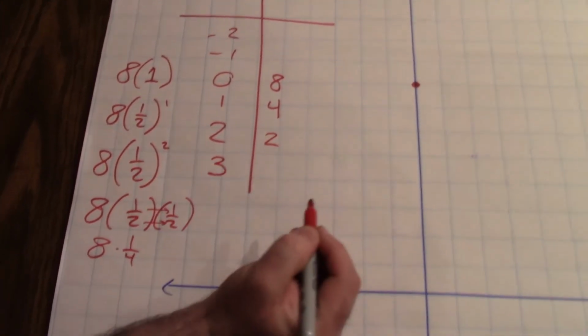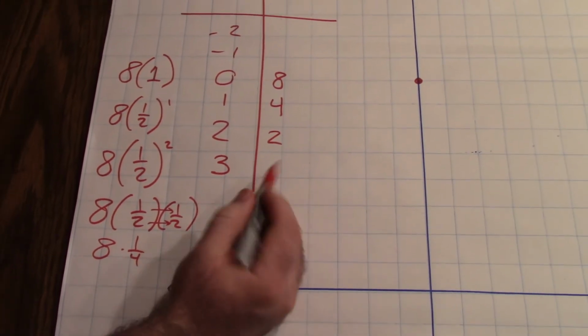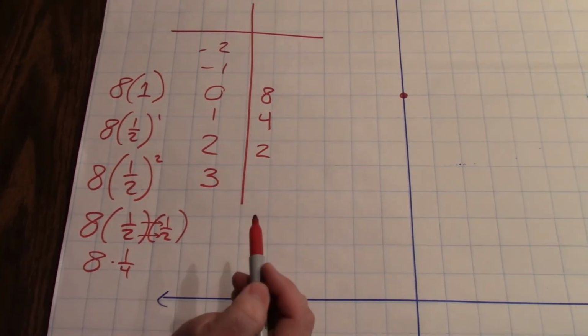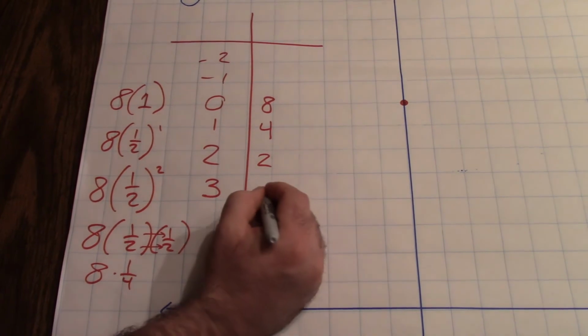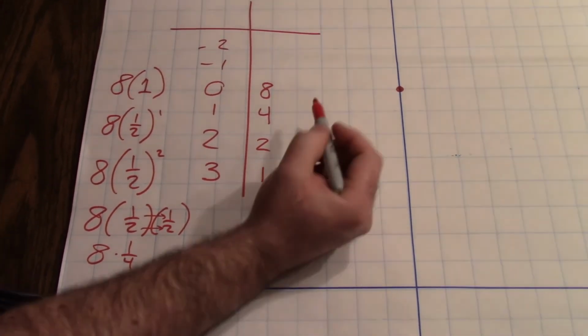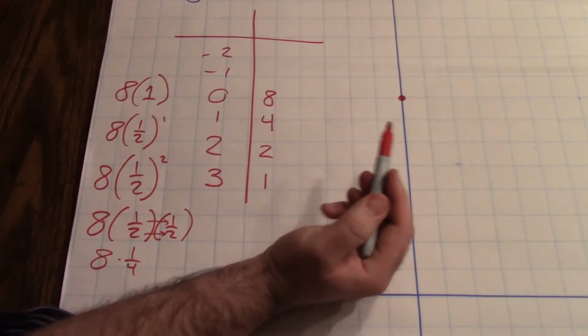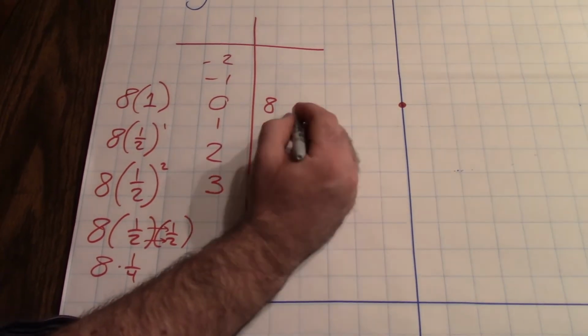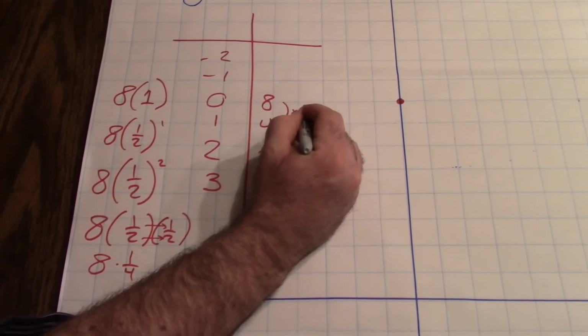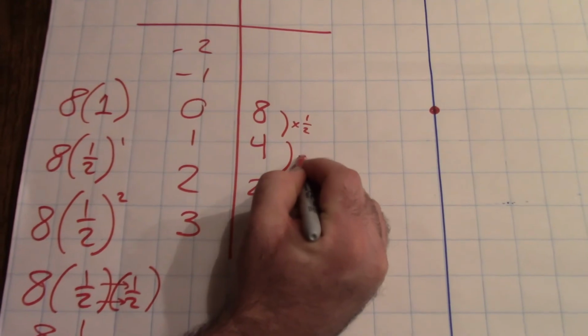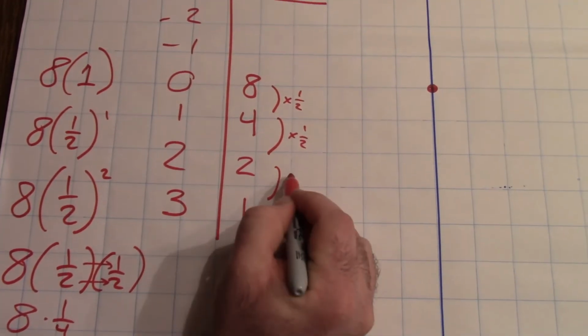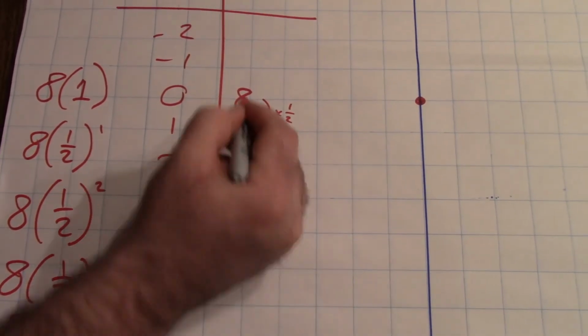So based on the pattern, what's happening this time? What's next? 1? Is that right? That's right. It's the pattern here. I'm actually dividing by 2. But again, everything's multiplied in an exponential, so I want you to say it's multiplied by 1/2. Multiplying by 1/2 each time. It's cutting it in half.